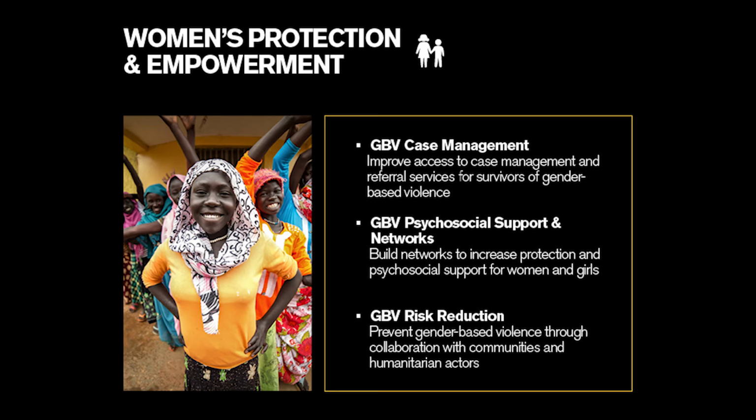These next 3 projects are centered on safeguarding women and girls during emergencies. The GBV Case Management Project provides case management for survivors of gender-based violence, as well as referrals to other types of more specialized care. The GBV Psychosocial Support and Networks Project takes a community-based approach to psychosocial support and strives to build and strengthen networks among women and girls, aiming to improve safety and overall psychosocial well-being. The GBV Risk Reduction Project engages communities and humanitarian actors alike to ensure that preventative measures are being put in place to minimize threats to the safety of women and girls.